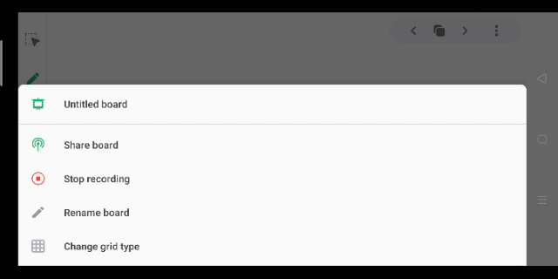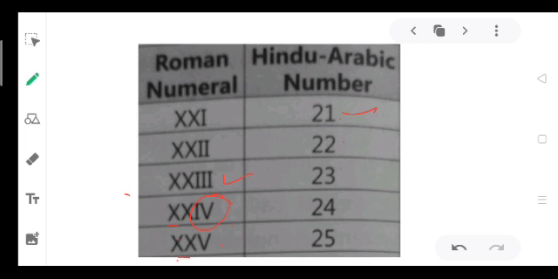So you have to revise this table and learn the Roman symbols by revising this table. Okay, after this I'm sure that you will be able to do all the sums on and on.